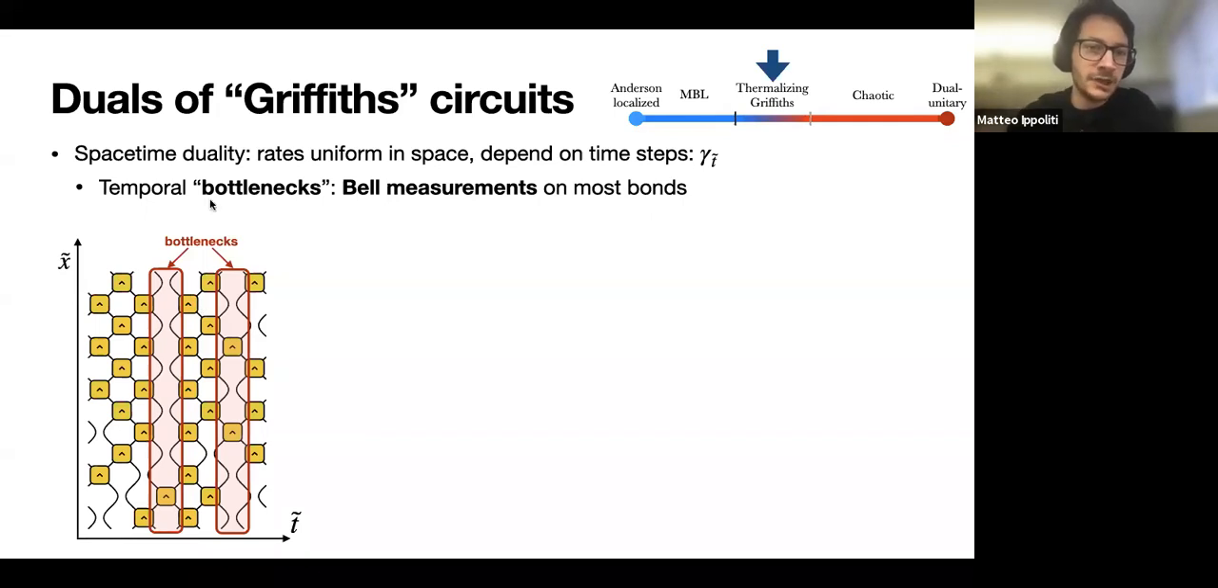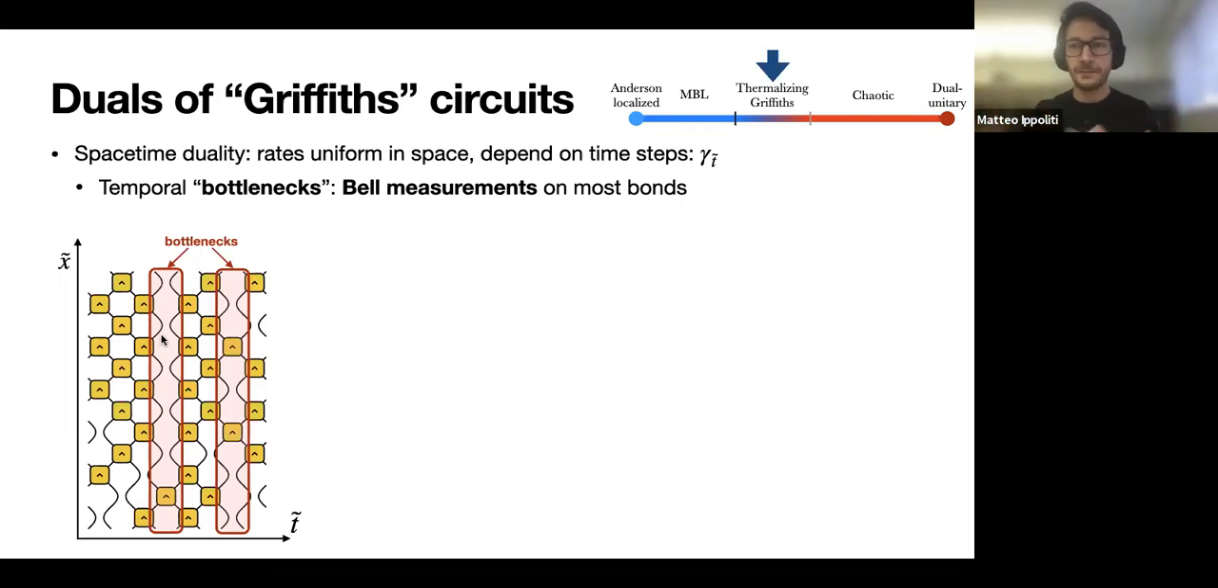And interestingly, what happens when you dualize this, so you look at it with the arrow of time going sideways, is that these bottlenecks are not spatial bottlenecks for the growth of entanglement, but they're temporal bottlenecks. They're events in time where almost all of your bonds are being projected, so they're being measured on these particular two-qubit Bell states. And so your state is almost getting destroyed, except for a very sparse network of sites that are not being measured and that basically store all of the remaining entanglement in this very sparse way.